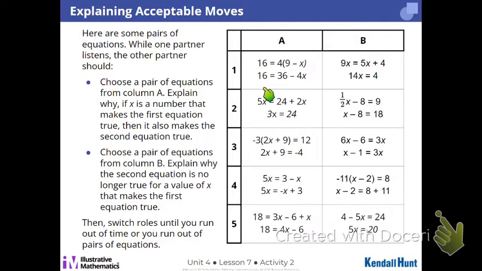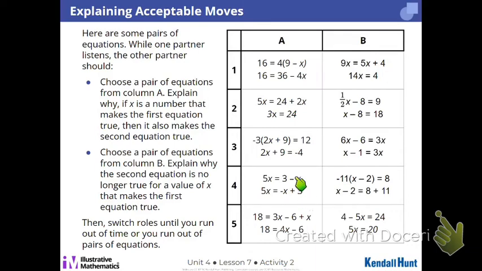Okay, so those are the same. On this one, if I subtracted 2x from both sides, it would equal 3x equals 24. So those two things have to be the same. For this one, if I divide both sides by -3, it gives me 2x plus 9 equals -4. So these two equations must be the same.